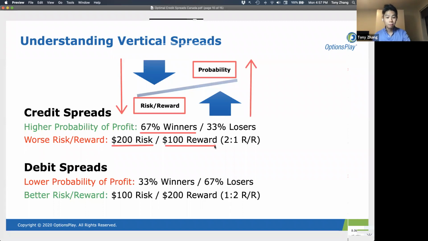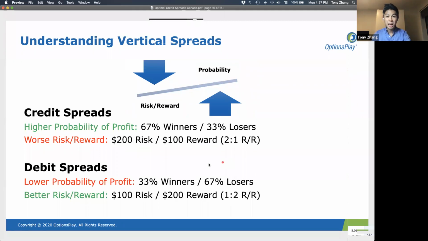On the flip side, a lot of times people will ask me, why would anyone trade debit spreads? It has such low probability of winners, 30, 40%. The answer is, the risk to reward ratio is great because you're going to risk a relatively small amount if you're wrong. And if you're right, you're going to be able to make a much larger amount. So the two offset each other.